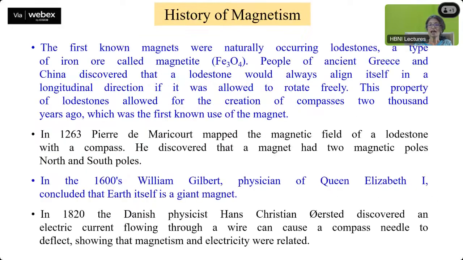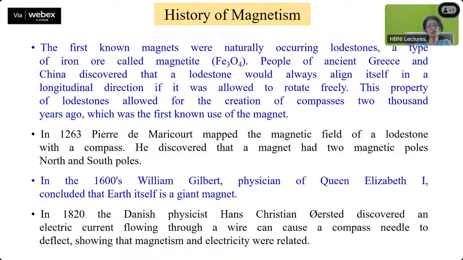So before that, as I did in case of energy materials, a little bit about the history of magnetism. The first known magnets were naturally occurring lodestones, a type of iron ore called magnetite. People of ancient Greece and China discovered that a lodestone would always align itself in the longitudinal direction if it was allowed to rotate freely. This property of lodestone allowed for the creation of compasses 2000 years ago, which was the first known use of magnets. And it was on the basis of these magnets that the entire exploration of the earth started.